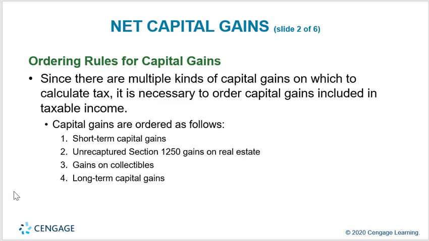Ordering rules for capital gains. Since there are multiple kinds of capital gains on which to calculate tax, it is necessary to order capital gains included in taxable income. And so capital gains are ordered as follows. You have short-term capital gains, unrecaptured Section 1250 gains on real estate, gains on collectibles, and long-term capital gains.